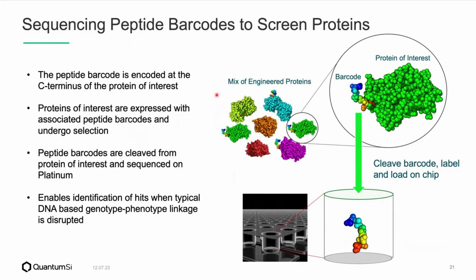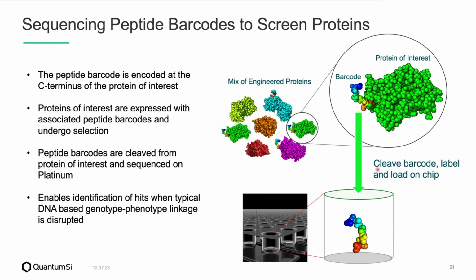In the specific use of peptide barcodes for Platinum, what we do is we append a small peptide barcode at the C terminus of a protein of interest. We can then express and purify those proteins of interest in a mixture of proteins, as shown here in the schematic. Those proteins can then undergo some level of selection, and after selection, we can cleave these peptide barcodes from that protein of interest, load those barcodes onto a chip, and sequence to identify them.